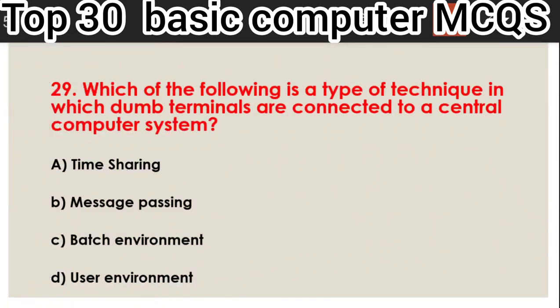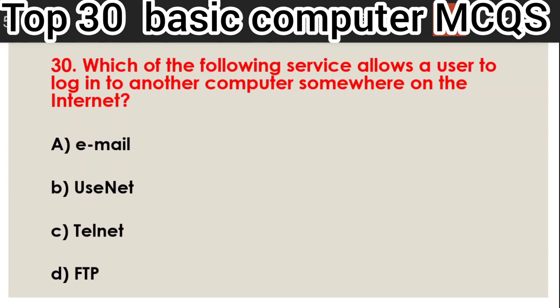Which of the following is a type of technique in which dumb terminals are connected to a central computer system? A. Time sharing. B. Message passing. C. Batch environment. D. User environment. Correct option is A. Time sharing. Which of the following service allows a user to log into another computer somewhere on the internet? A. Email. B. Usenet. C. Telnet. D. FTP. Correct option is C. Telnet.